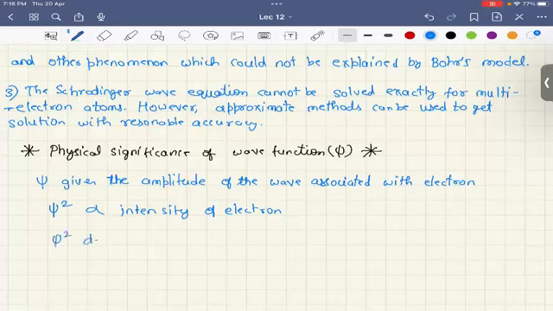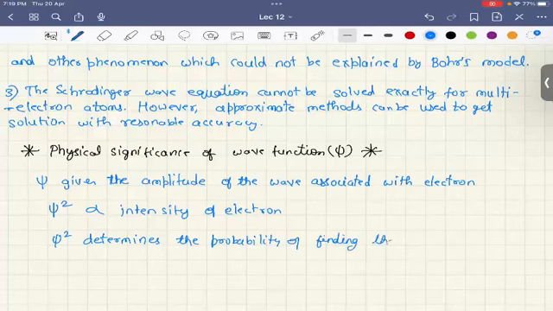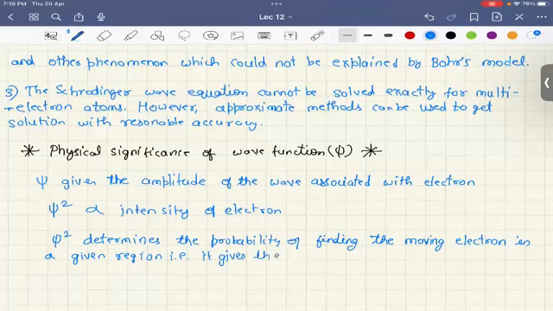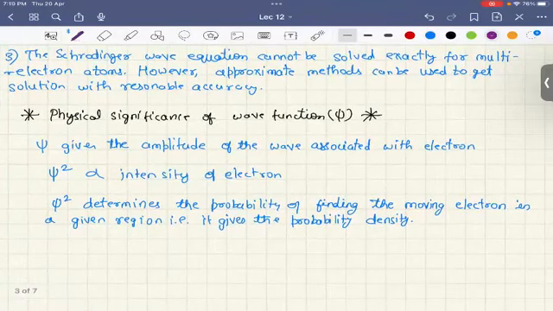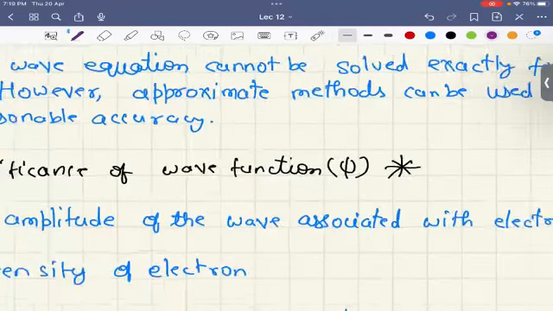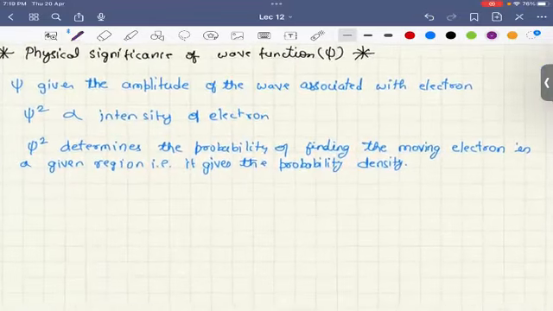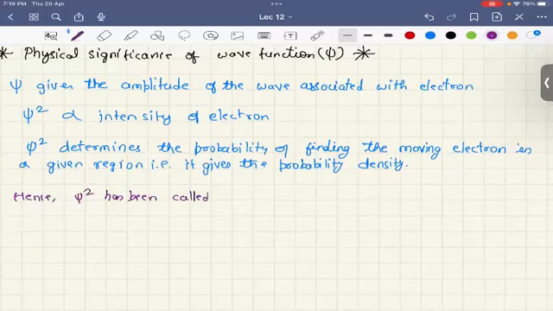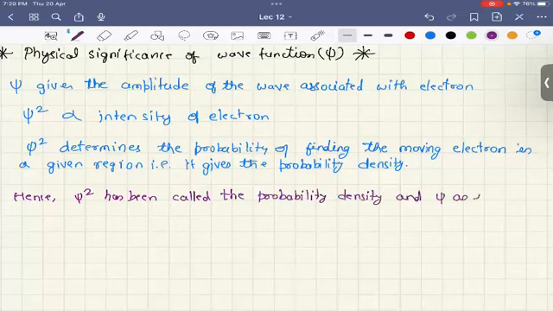Okay, that means psi square determines the probability of finding the moving electron in a given region, right? That is, it gives the probability density, right? Hence, psi square has been called the probability density, psi as the probability amplitude, right? Hence, the solution of Schrodinger wave equation replaced the discrete energy levels or orbits proposed by Bohr and led to the concept of most probable regions in space in terms of psi square, right?